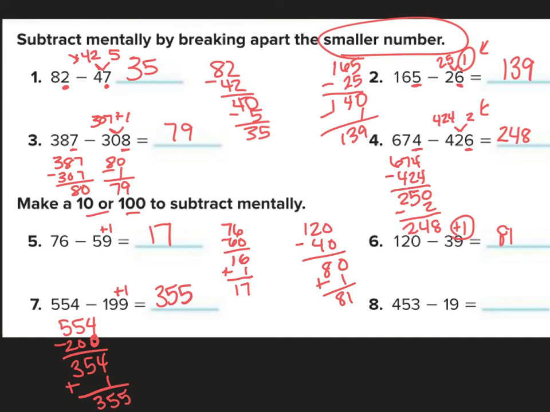Okay, here I can make a 20. So I'm going to have 453 minus 20. 433. And I need to add 1 back in because I took away too many. 434 is my final answer.